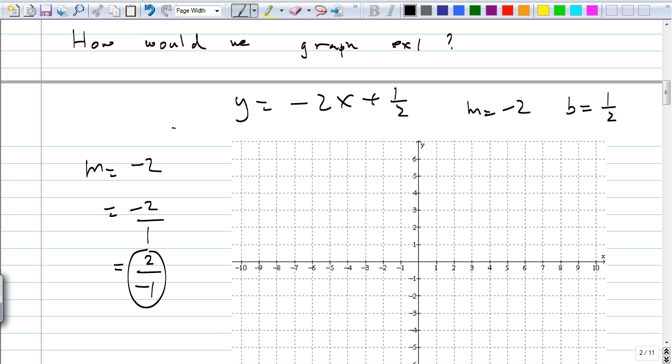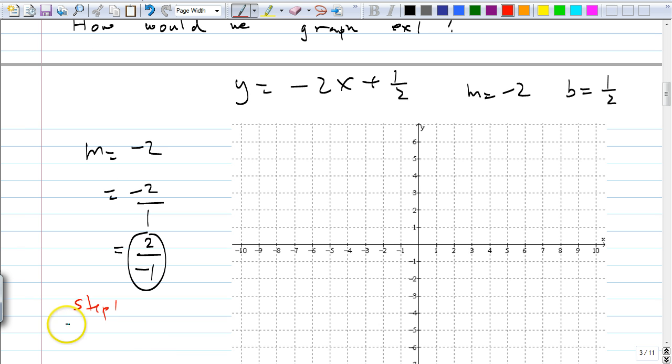So here's our graph paper. And of course, a lot of you are using graph paper, which is really nice. So, step 1. Anybody know what to do? Step 1 is, write this down, plot. Anybody know what we need to plot? Plot the y-intercept. Okay, that's our step 1. Whenever you have a slope-intercept form, you need to plot the y-intercept.